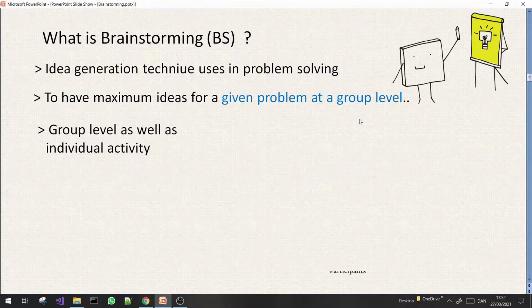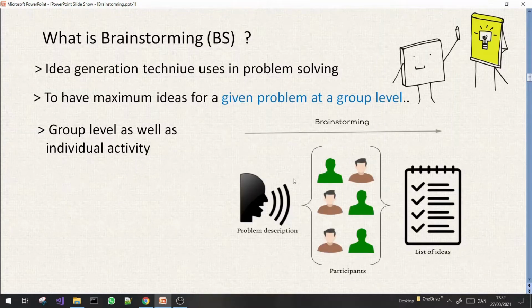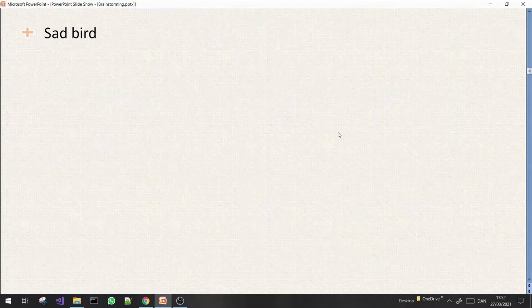Now let's talk graphically. In brainstorming, we describe our problem to the group members, and after having a discussion, we try to extract as many ideas as possible for the given problem. After having ideas, we apply a voting method to select one or more ideas for prototyping or implementation. This whole process is called brainstorming. Now let's have an example.